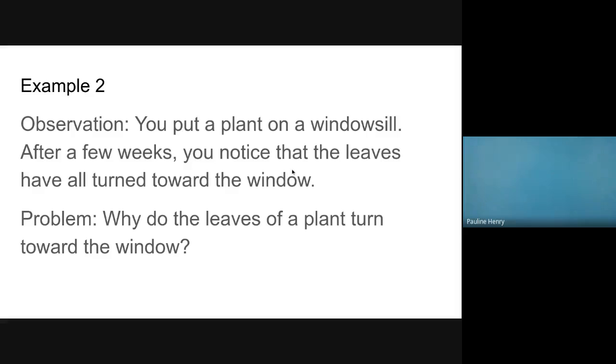Example 2. You observe a plant on the windowsill. After a few weeks, you notice that the leaves have all turned toward the window. You have to ask yourself a question. Why do the leaves of the plant turn toward the window? Notice this is not a yes or no question, and it gives purpose for an experiment.